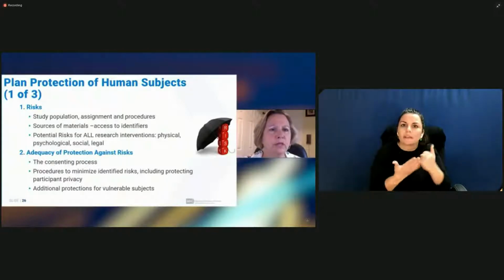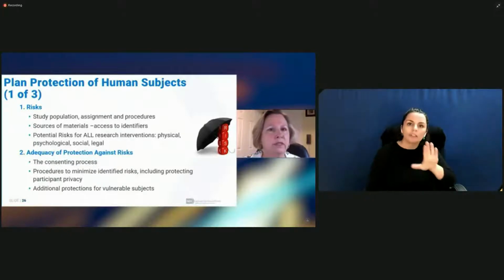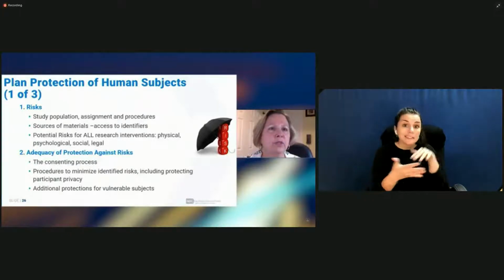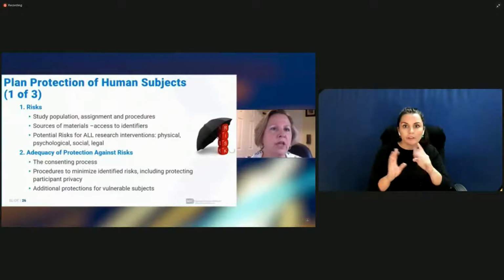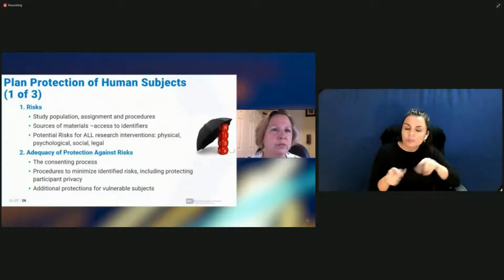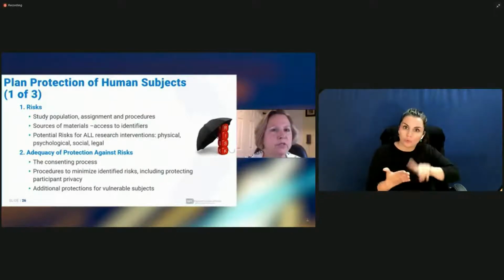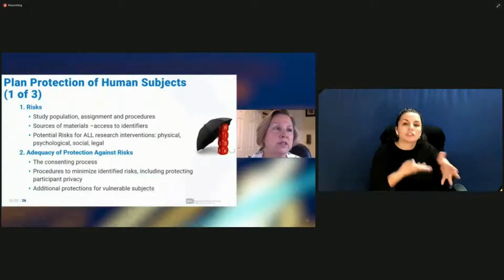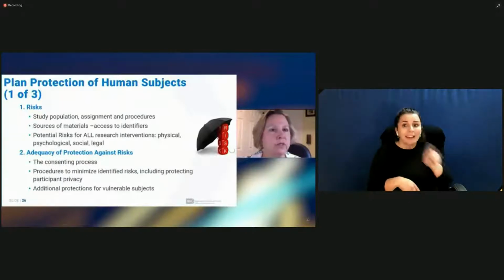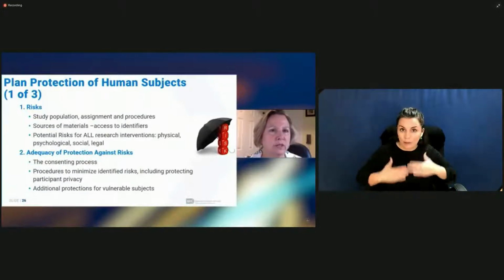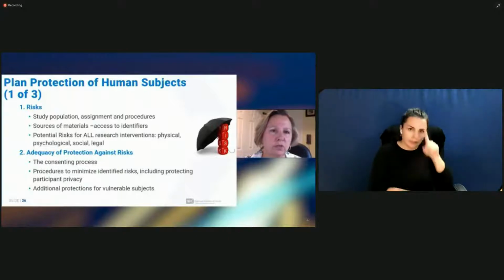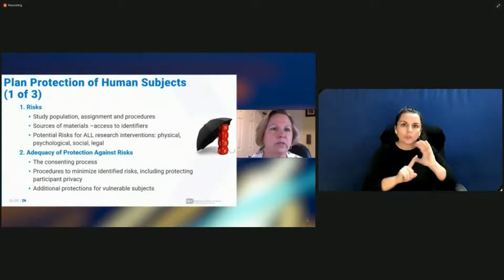So in terms of risk, you're going to want to talk about how the participants will be involved, their characteristics, and the study design. You're going to want to mention all of the different planned research procedures and any potential risk to the subjects associated with research study interventions, procedures, or interactions. This is not limited to physical risk. You'd also want to address psychological risk, social, cultural, financial, and legal risks.